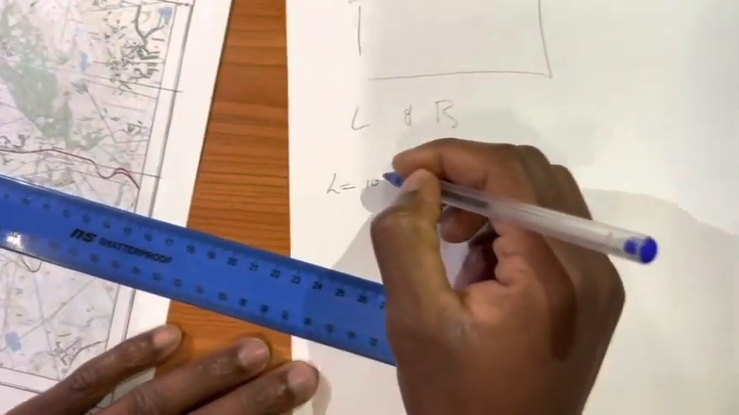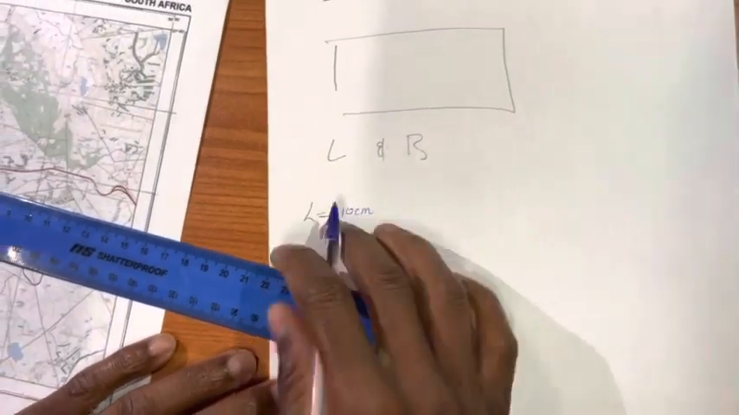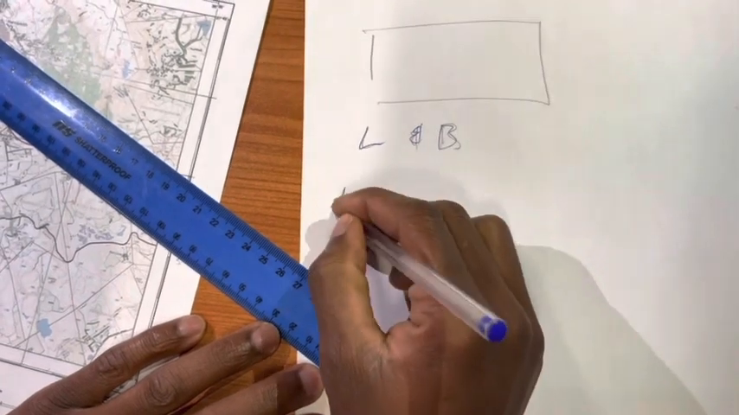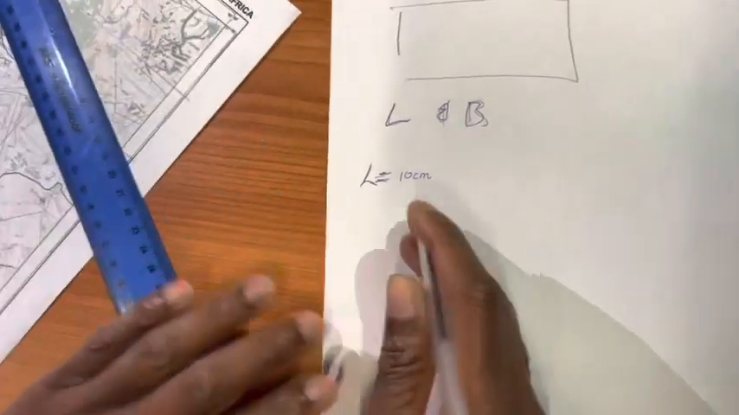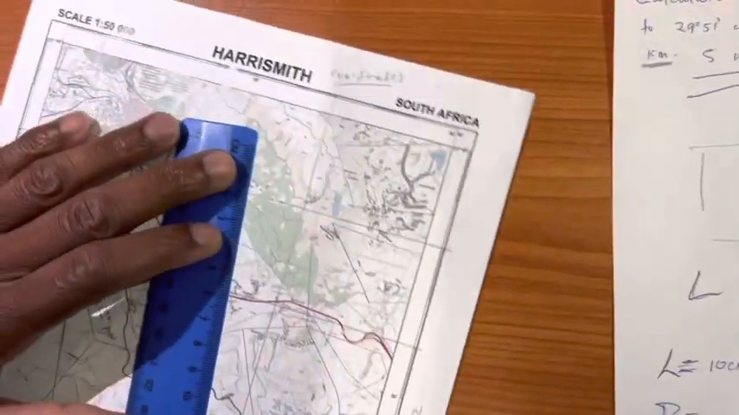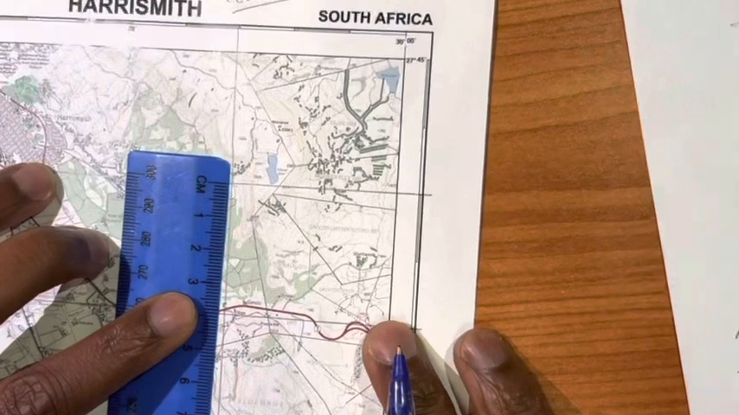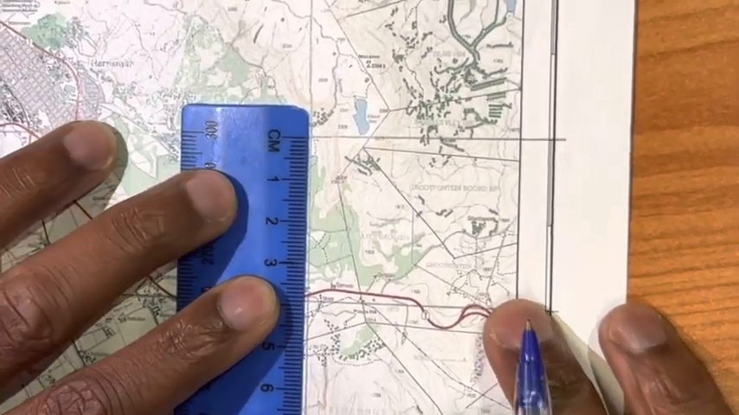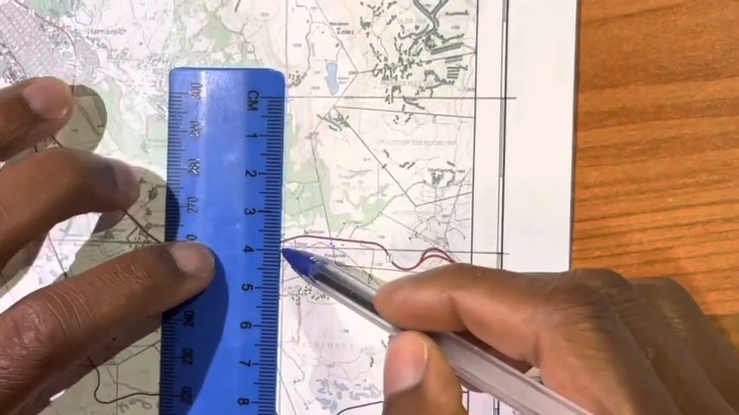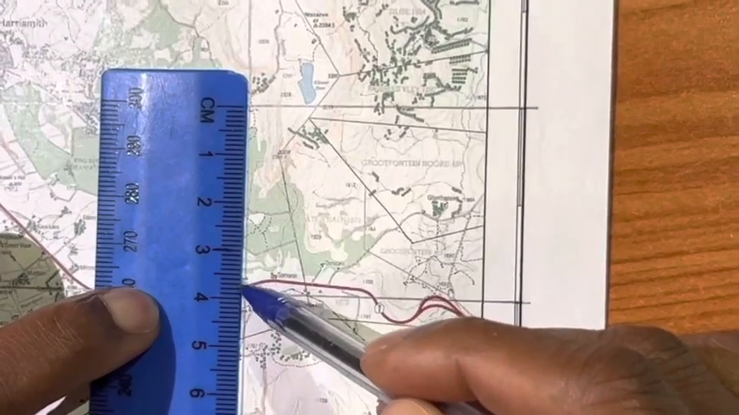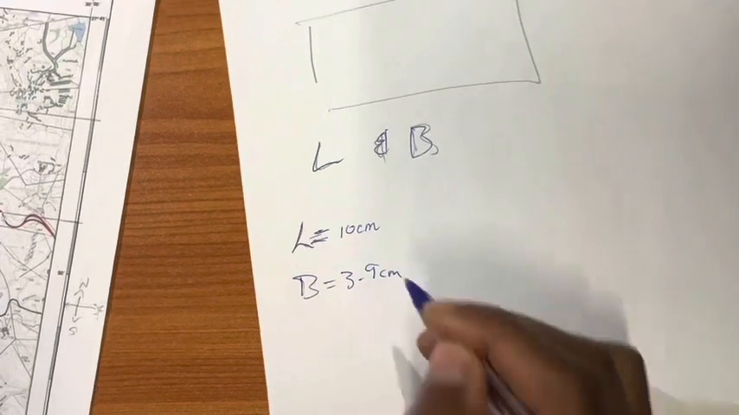Yes, 10 centimeters. Okay, what about your breadth? Breadth is giving us, that's the shortest one now. From here up to here, up to this line, it is 3.56789. Okay, it is 3.9 centimeters.